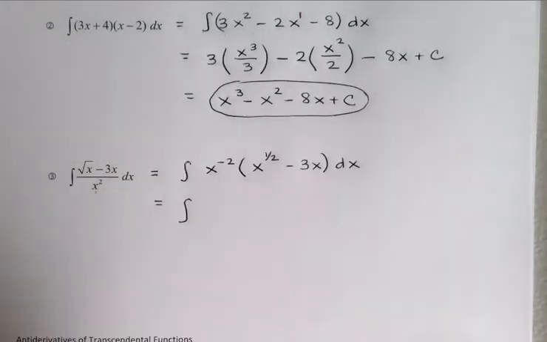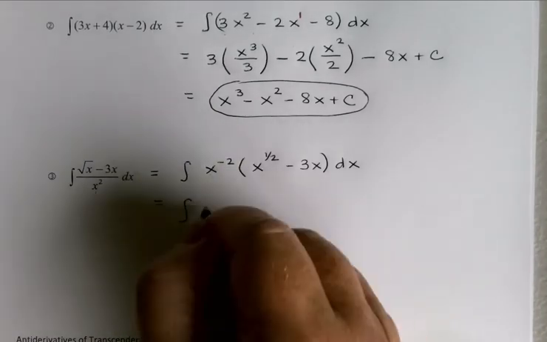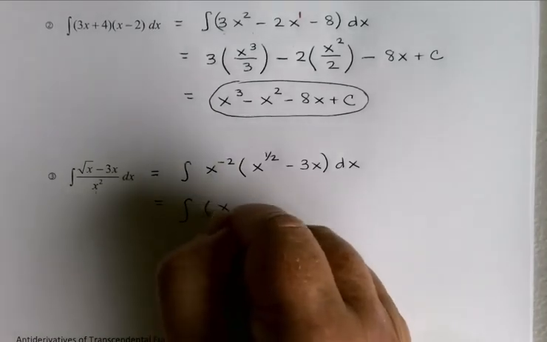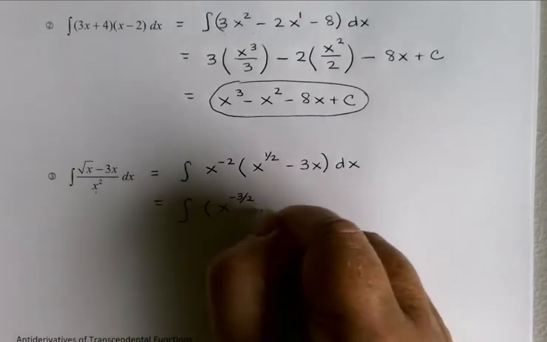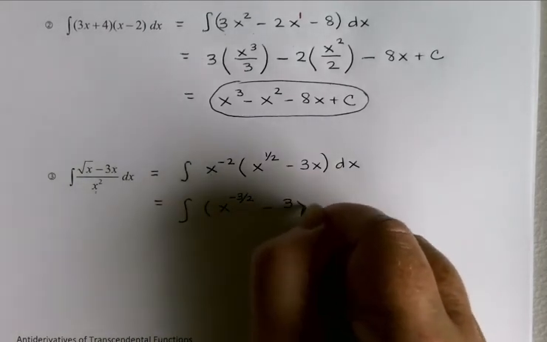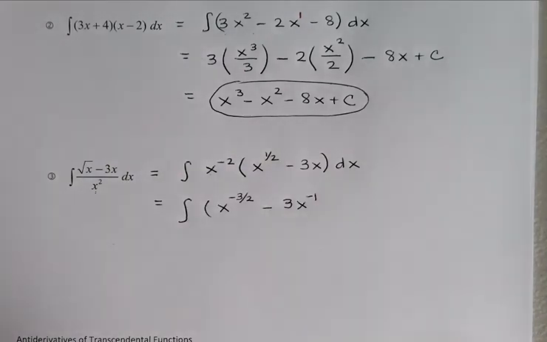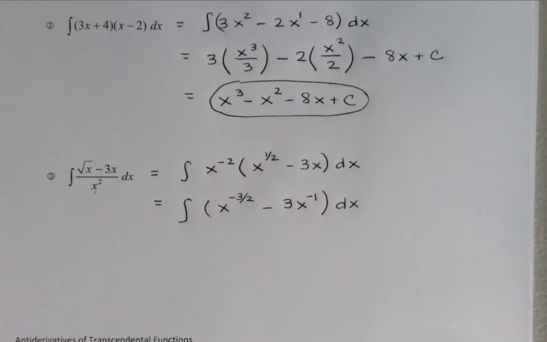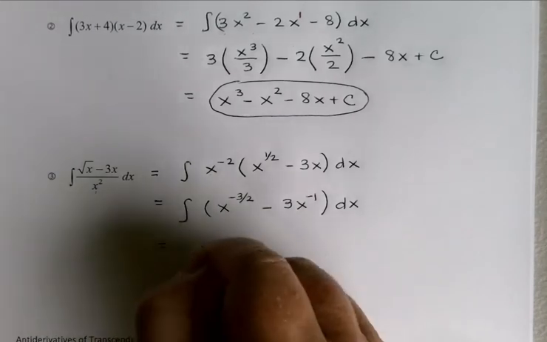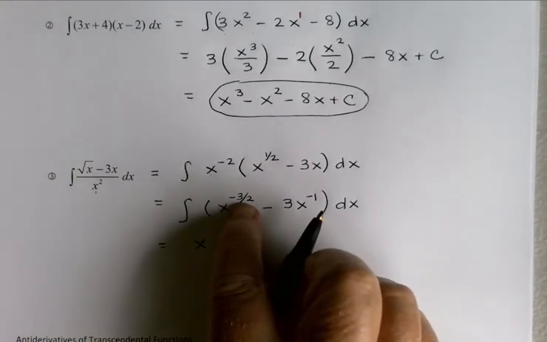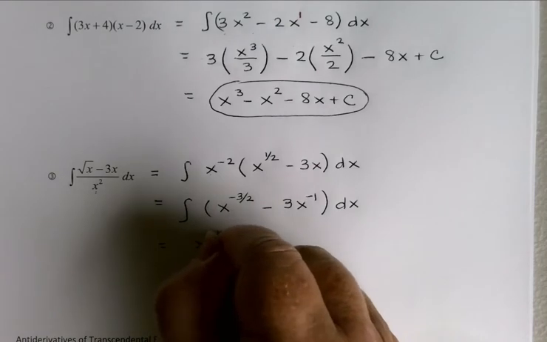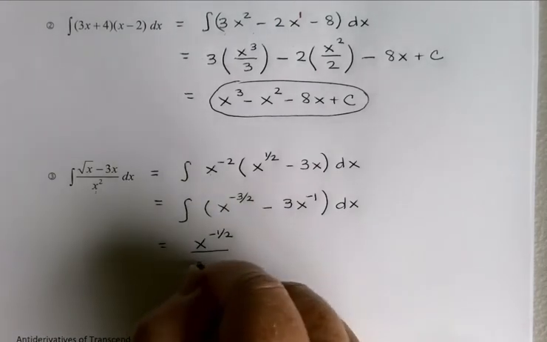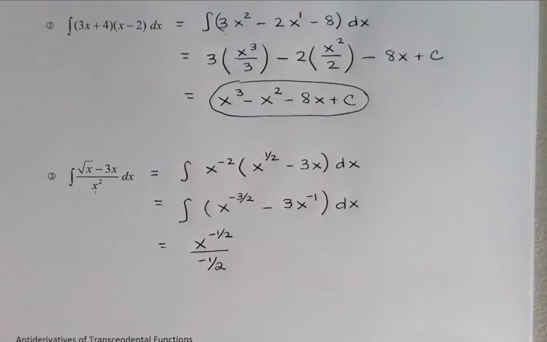So if I now distribute this, because I still have a product, which I can't integrate, distributing the x to the negative 2 would give me x to the negative 3 halves minus 3x to the negative first. Now I've just got powers of x, so I can use my power rule. This one's going to become, let's see, if I add 1 to that exponent, it becomes x to the negative 1/2, divided by negative 1/2.